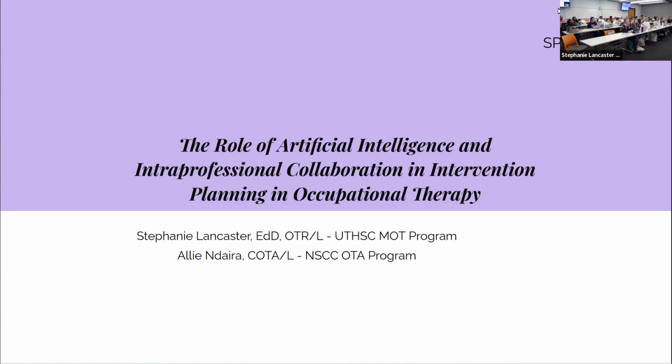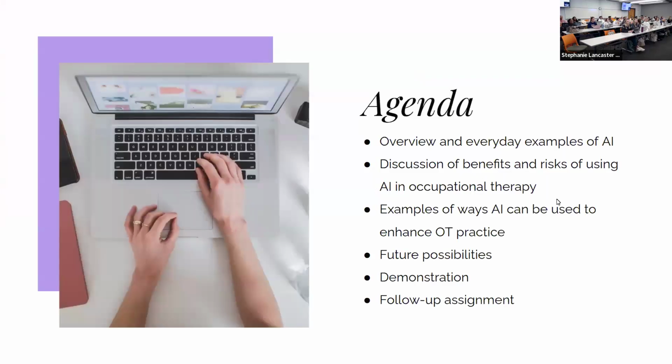All right, if I can get the slides to work. Okay, so here is our agenda, because it's always good to know what to expect when you can. We're going to start out and talk about artificial intelligence. What is it? How can we define it? And then we'll talk about everyday examples, because as you may or may not know, we're all already using it. So we'll get into that.